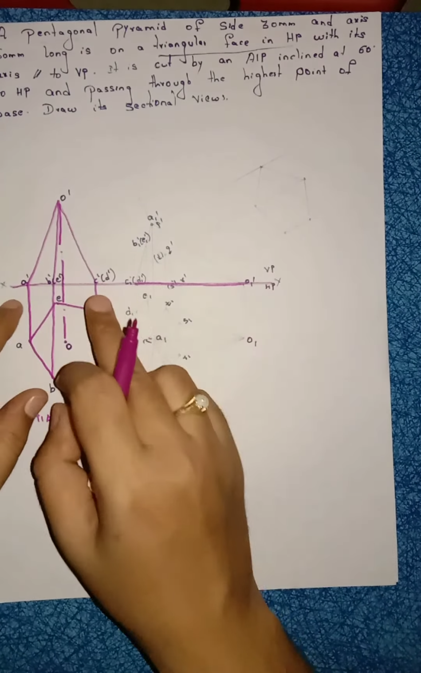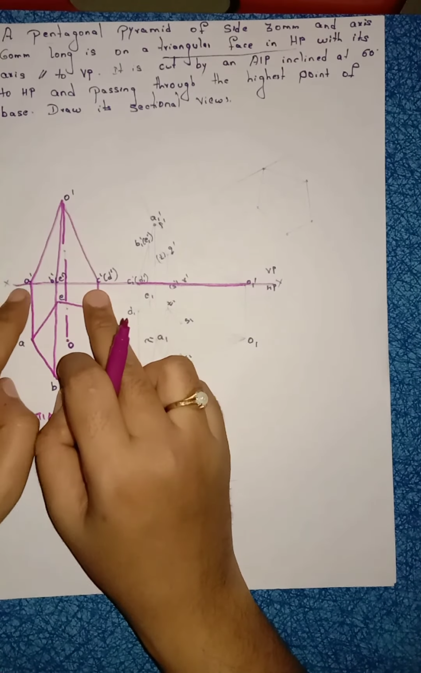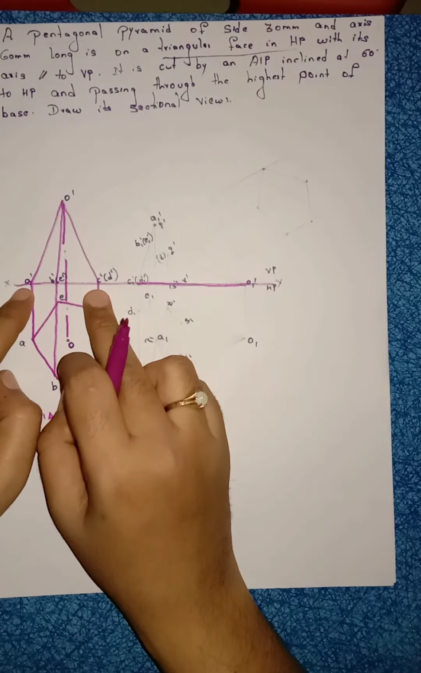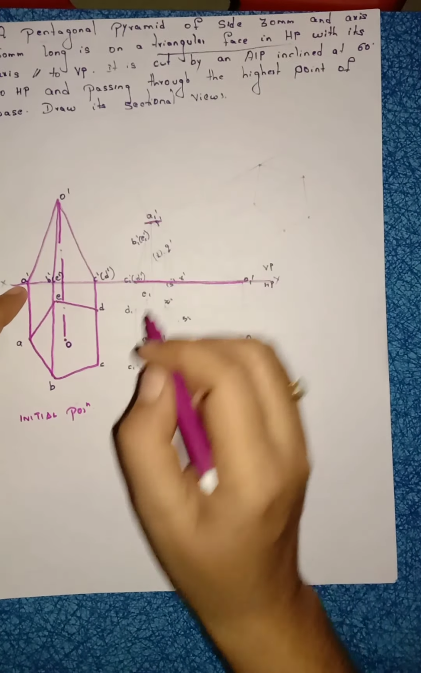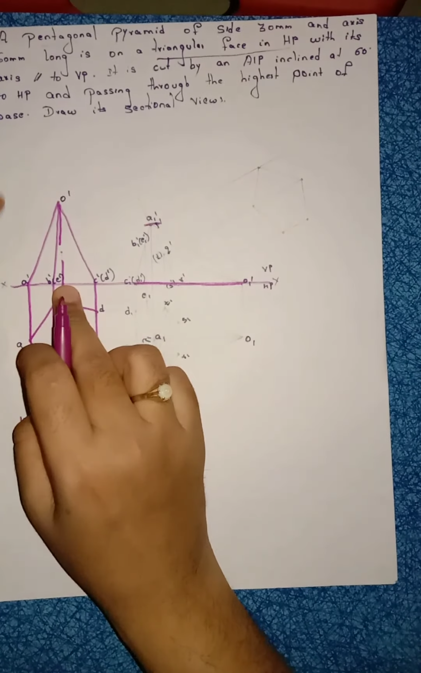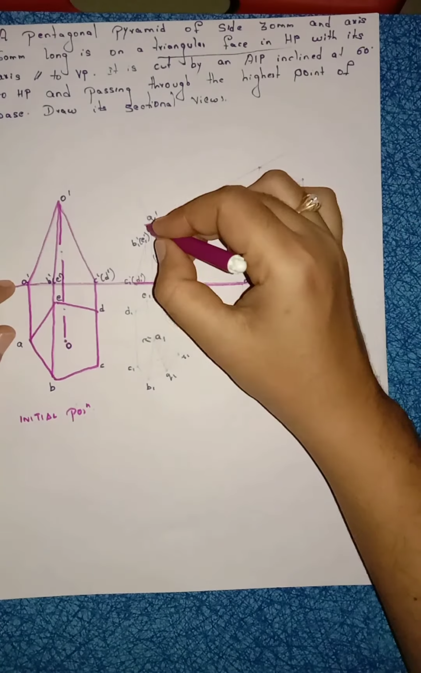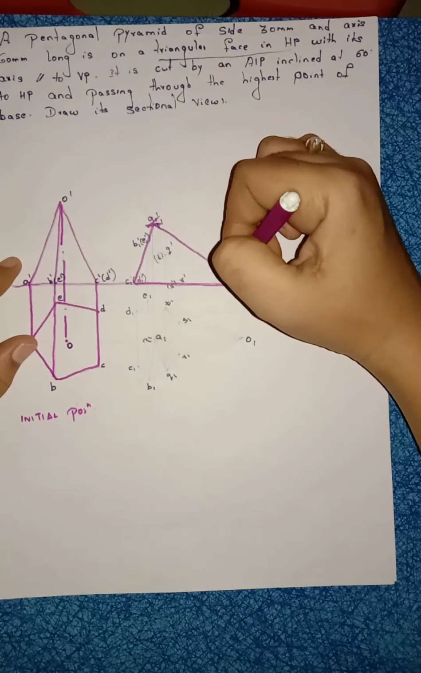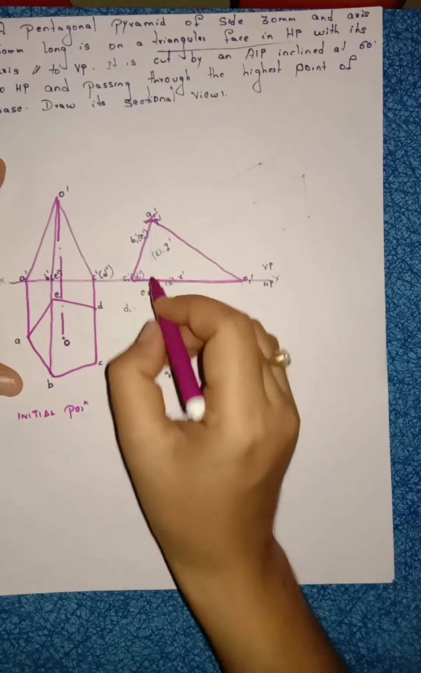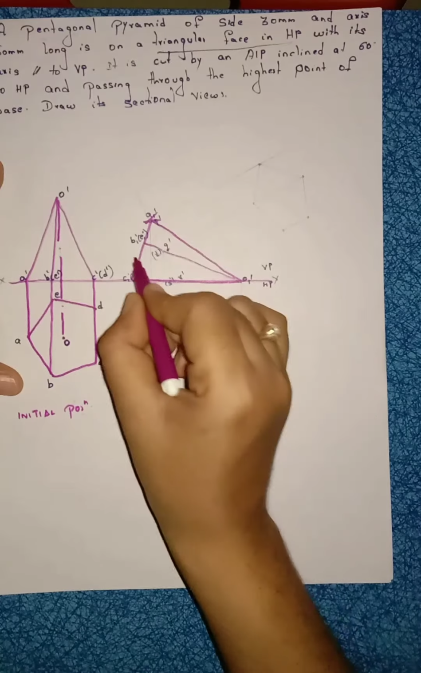Right? After that, from A dash, this length is completed. OC is completed. I am taking this length, A dash to C dash. Take this length with your compass. Keep your compass here. Draw an arc. This is completed. Then next O and A. Take this length with your compass. From O, cut the arc. Same pyramid you have to draw here. Triangular face is on HP. Right?